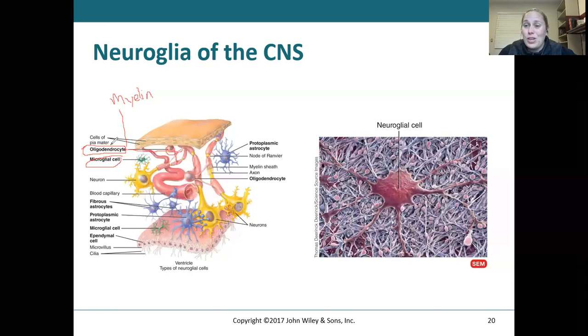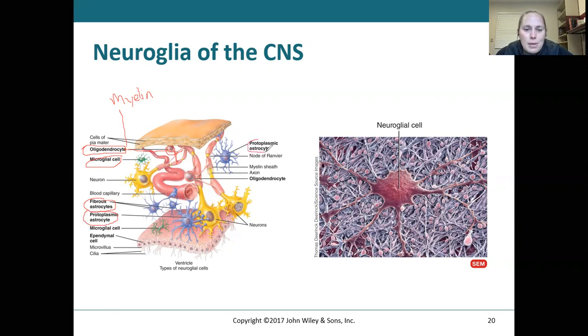And so the brain actually has to have its own immune system that originates there. So the microglia are the brain's own version of an immune system. And then we have astrocytes. Astrocytes, again, look like they have star-like projections. You've got fibrous astrocytes, protoplasmic astrocytes.